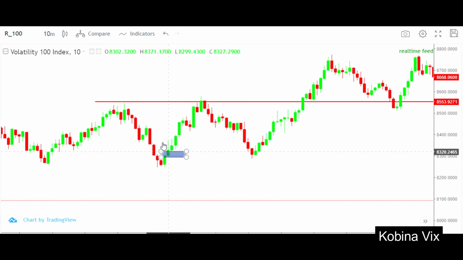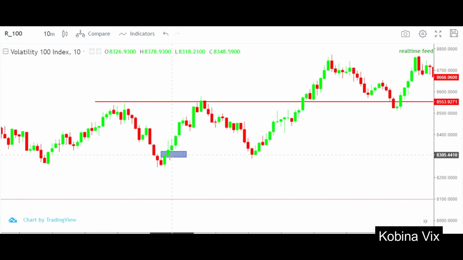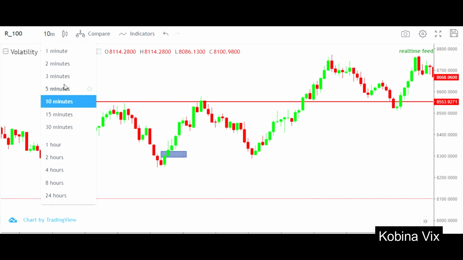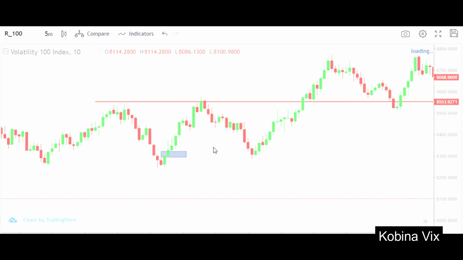Why did price trade down and not reverse at this point and rally away? Because there were more liquidity runs below here that price needed to grab. Let's go down to our smaller time frame, the 5 minutes time frame, and see what we are talking about.